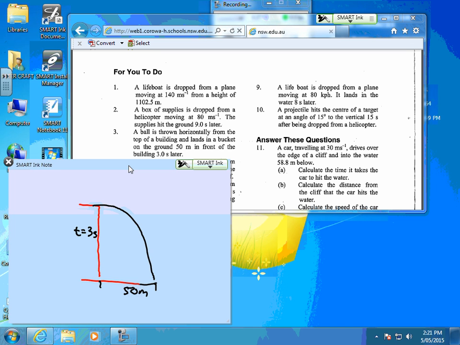So what I'll now do is I'll put my data in. Now, this is a bit different. Do I know my initial speed? U equals question mark. So I don't know anything about its speed. Uh-oh. Now we're in trouble. Okay, what do I know? I know that delta x equals 50 metres. I know I have a time, which is 3 seconds. And I know I have an acceleration of 9.8 metres per second squared.